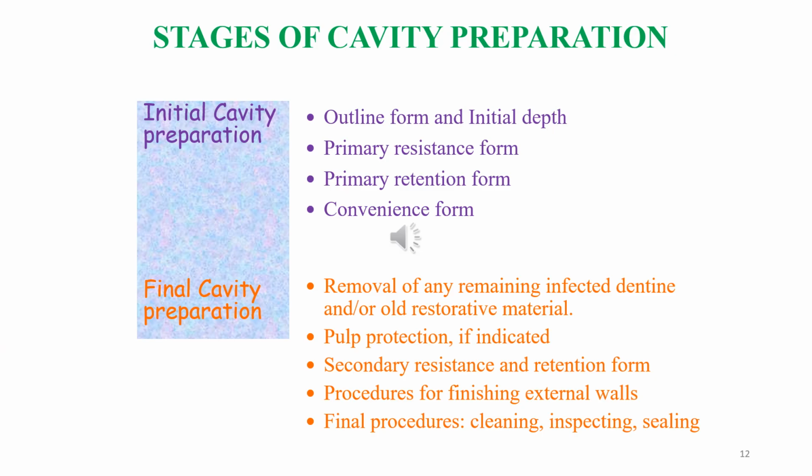Now, class 1 cavity preparation can be divided into two stages. First, initial cavity preparation, and second, final cavity preparation. Under initial cavity preparation comes outline form and initial depth, primary resistance form, primary detention form, and the convenience form. Under final cavity preparation comes removal of any remaining infected dentine or old restorative material, pulp protection if needed, secondary resistance and detention form, procedure for finishing external walls, and finally inspecting and cleaning the cavity.